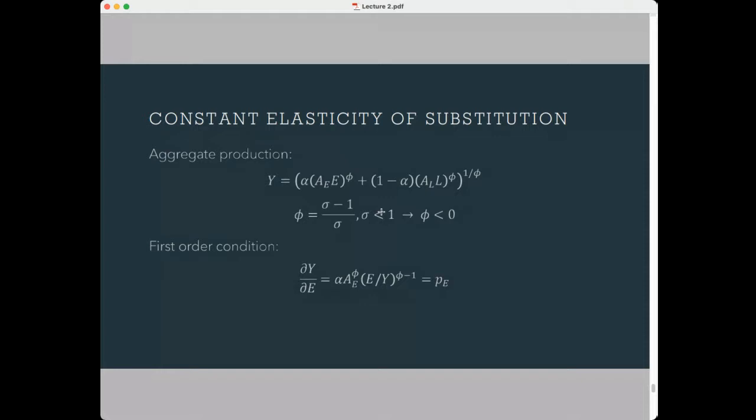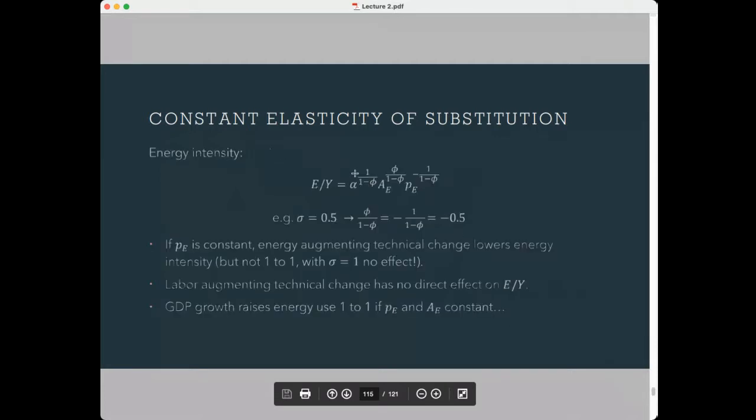Complement, I think people talk about complementary inputs, but I think that's best when we're talking about the effects of price changes. So here, the substitution possibilities are lower, and I prefer to call this poor substitutability. So this phi is negative. If we take the derivative with respect to energy, that's the first order condition, standard from microeconomics: the price of energy is then going to equal its marginal product, okay?